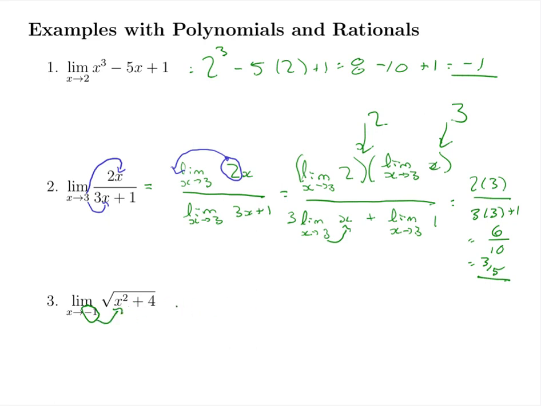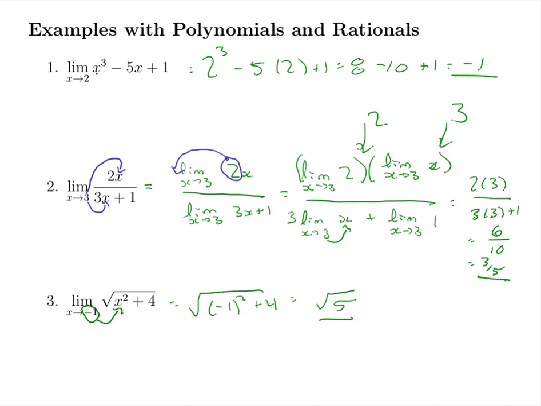Let's throw that in there and we'll see what happens. This gives us the square root of negative 1 squared plus 4, which is the square root of 5. And I'll just leave it like that. That's what this limit is. Our textbook goes in and talks about how we can deal with polynomials and rationals. Basically, things with polynomials and rationals are relatively easy. We'll be able to just take this x value and plug them in.